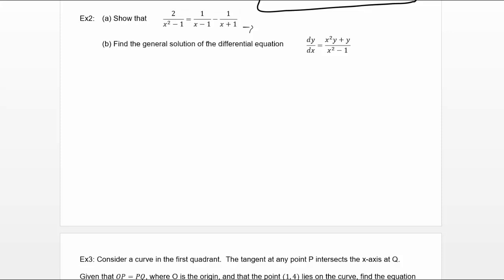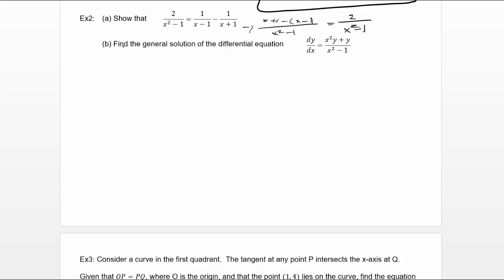Well, I'm gonna cheat. I'm gonna show that the right-hand side, when I subtract them, I get the left-hand side. And that's pretty straightforward. Get a common denominator. I think I should just multiply these two expressions together. So it ends up being x plus 1 minus x minus 1 all over x minus 1 times x plus 1, which is x squared minus 1. X minus x is 0. 1 minus negative 1 is 2. 2 on top, and what do you know? X squared minus 1 on the bottom.